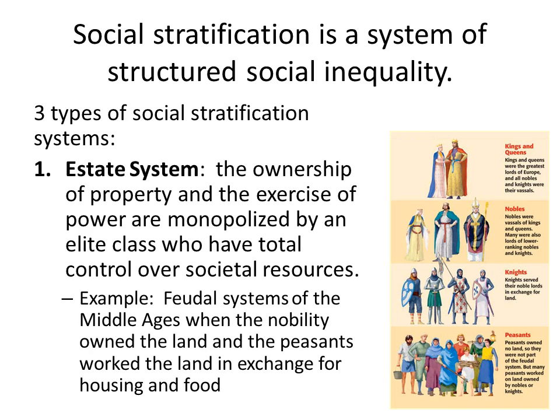First, a little history. So let's look at social stratification throughout the last 1,000 years or so. We have the estate system, in which ownership of property and the exercise of power are monopolized by an elite class who have total control over societal resources. For example, in the Middle Ages, the feudal system had the nobility owning the land and the peasants working the land in exchange for housing and food.